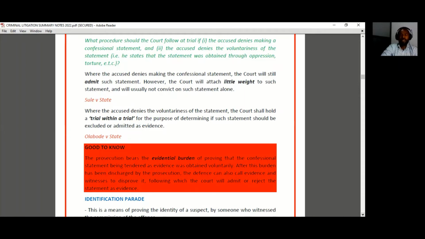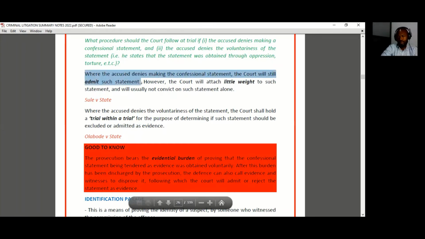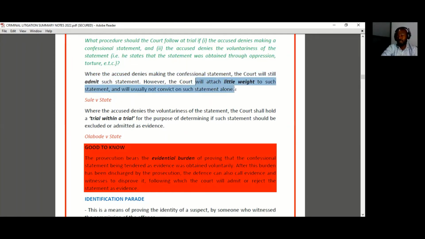Now, how should the court treat these two situations? In the first instance, where the suspect denies making the confessional statement, the court would still admit the statement, all right? But the court will attach little weight to such a statement, which means evidentially it's not going to carry a lot of weight. So the court usually would not convict based on that statement alone, okay? So where it's denied, the court still admits it, but attaches little weight.